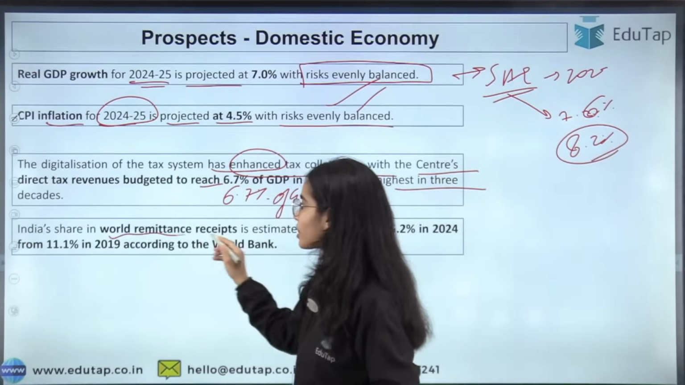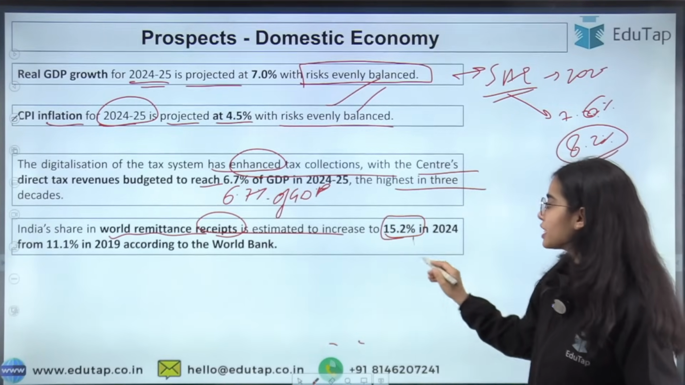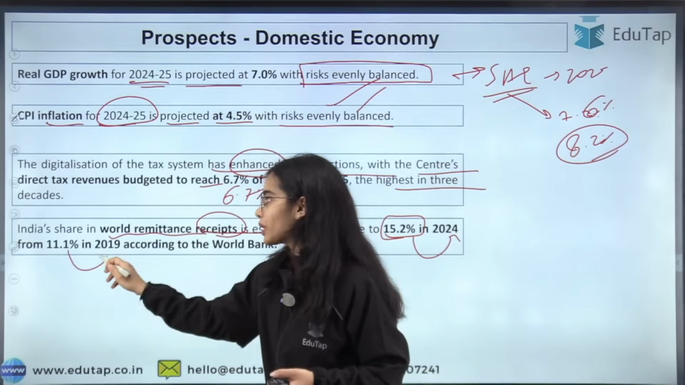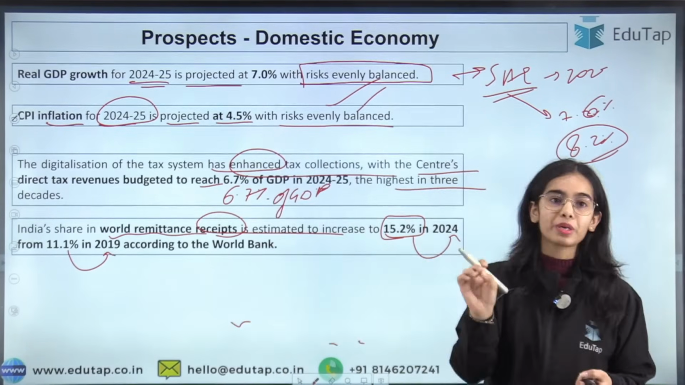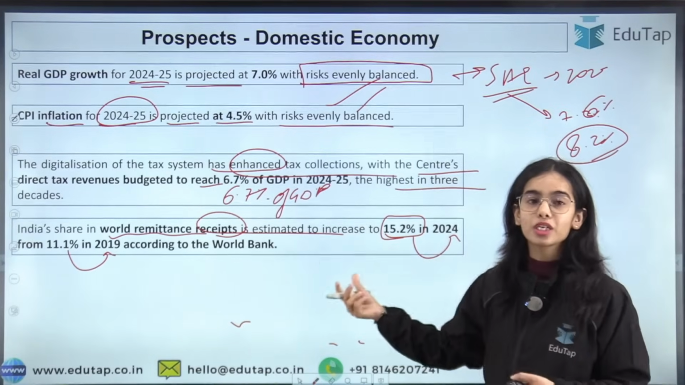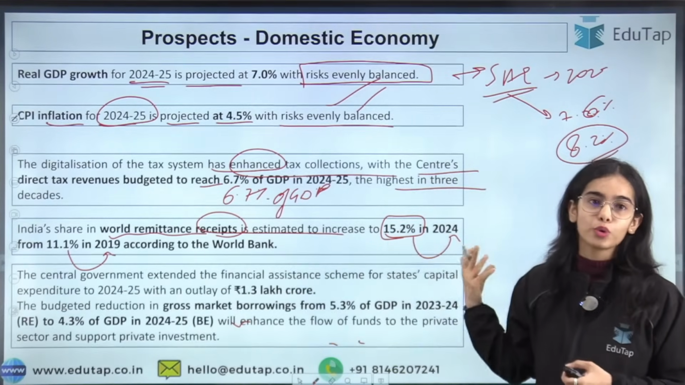India's share in the world remittance receipts is estimated to increase to 15.2% in 2024 from 11.1% in 2019, according to the data presented by the World Bank, and that is mentioned in the RBI's report. So, India's share in the world remittance receipts is going to further increase to 15.2%.